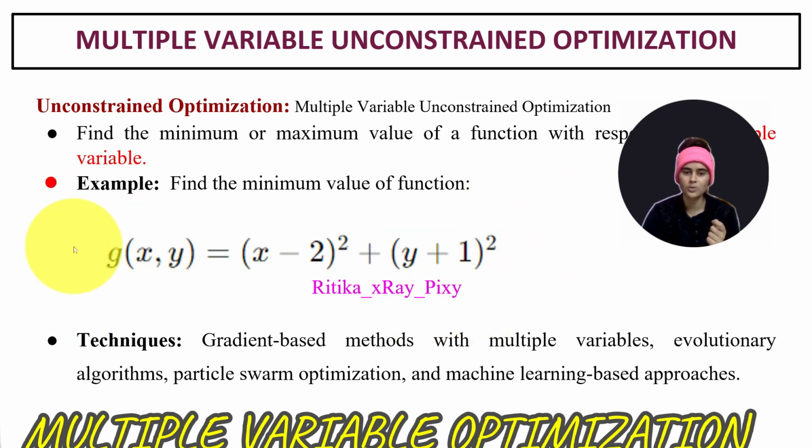Suppose we are given this objective function and here we have 2 variables x and y. We have to find the minimum value for this objective function. We can use different techniques: gradient based method with multiple variables, evolutionary algorithms, PSO algorithm, machine learning based approaches.